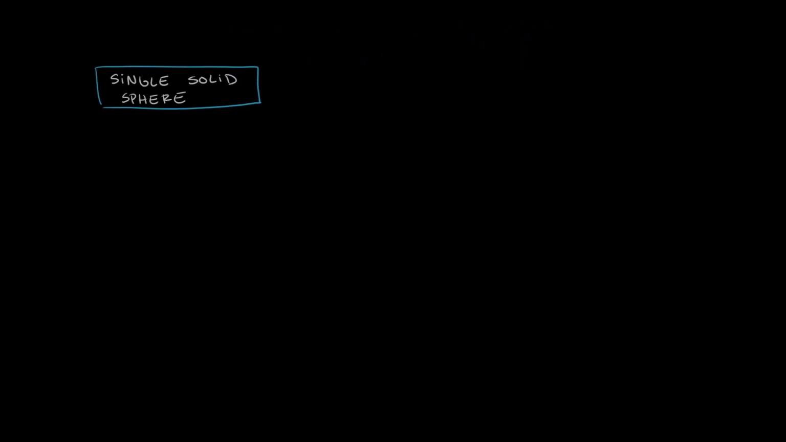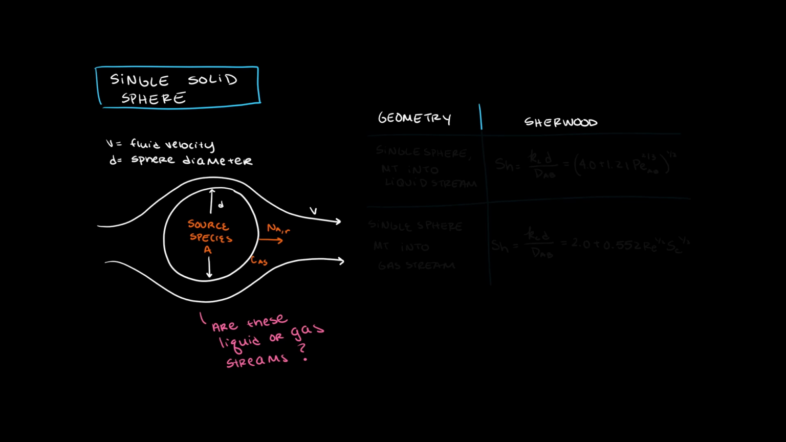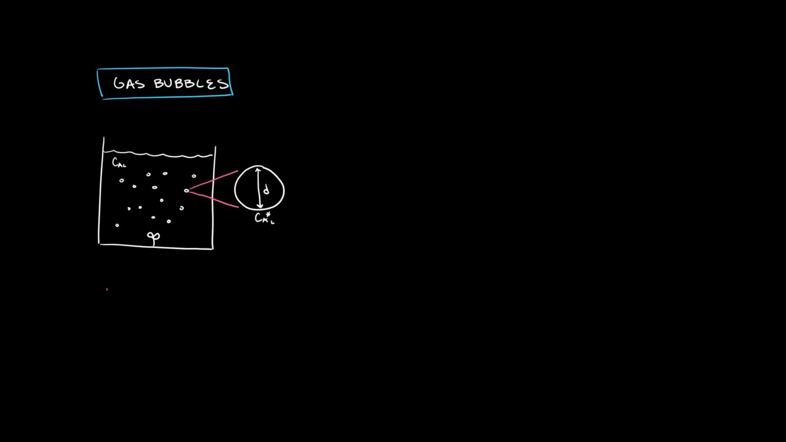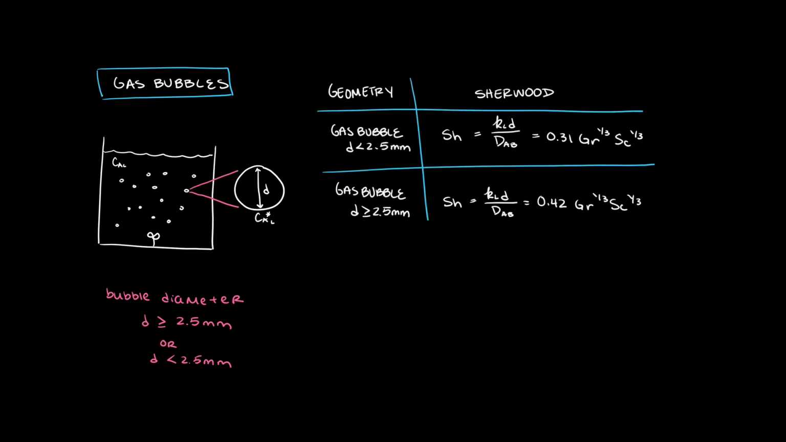If you have a single solid sphere, note if you are performing mass transfer into a liquid or gas stream. There are different approximations of the Sherwood number for both of these cases. For gas bubbles, such as in bioreactors, note the bubble diameter. The cutoff is 2.5 millimeters, and there are 2 different formulas for if the diameter is greater or less than that cutoff.